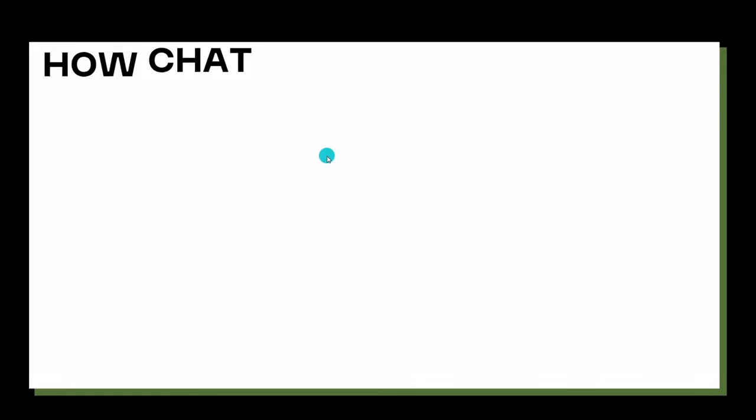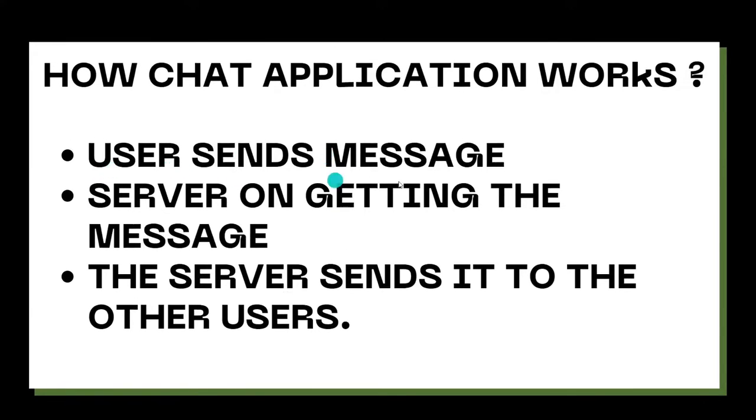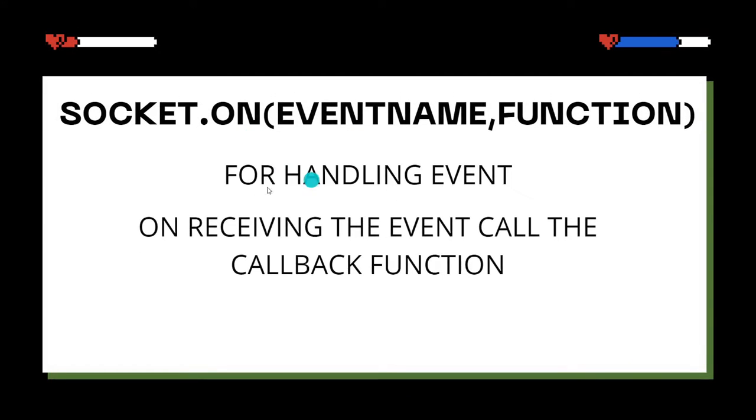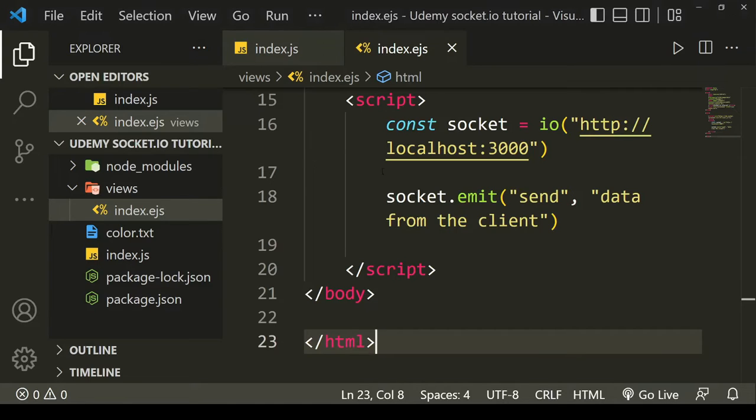So how does a chat application work? The user sends a message. If the user wants to send data to the server, we can use the Socket.Emit method, and to handle the Socket.Emit, we use the Socket.on method. If I go to the next slide, you can see the same line: Socket.on is used for handling events. So let's see it practically to make it more clear.